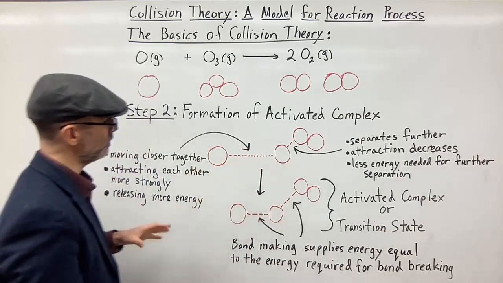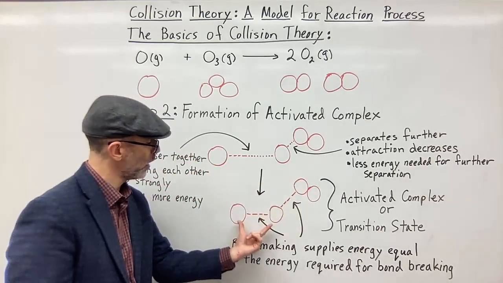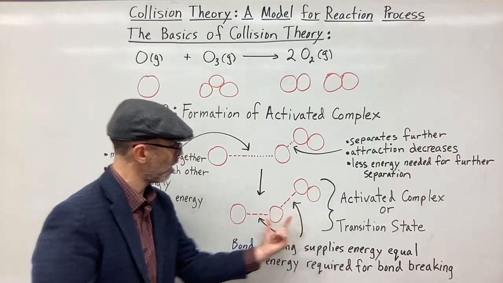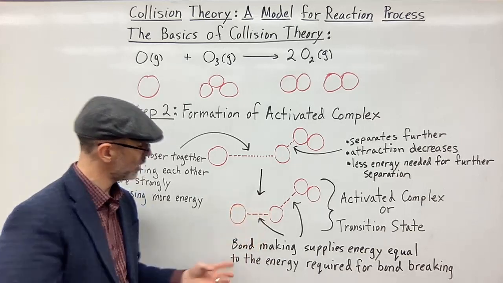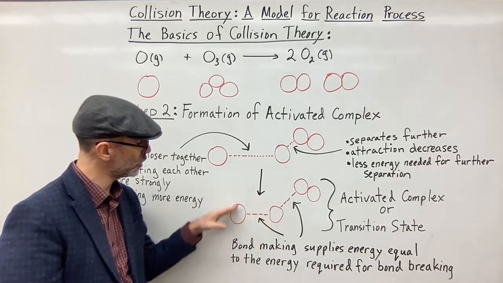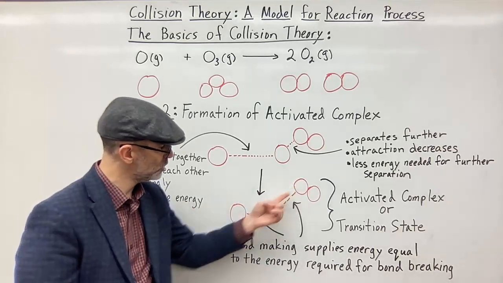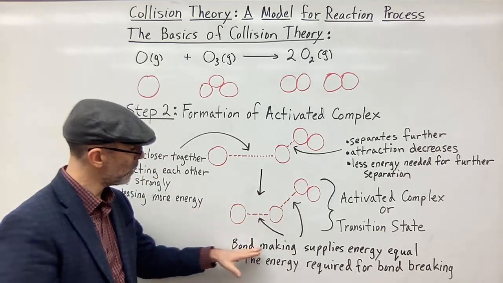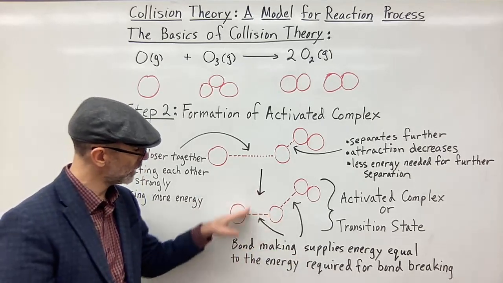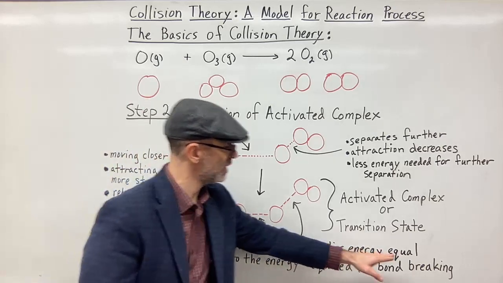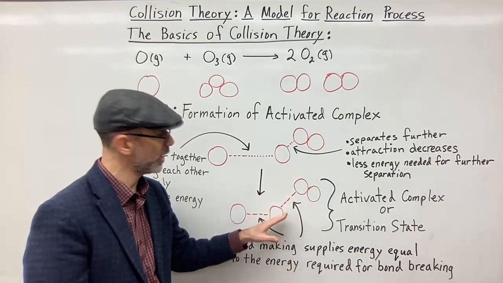Okay, so then as this process is happening, you get to a point where both bonds are equal in energy. So at this point here, the potential energy between the atoms here is going to be equal to the potential energy between the atoms here. So the bond making here, right? The bond making here supplies energy that is equal to the energy required for the breaking of the bond.